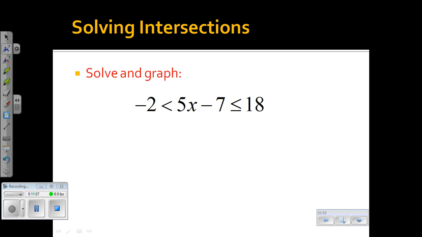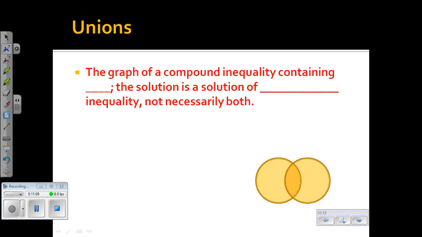Okay, we'll also try solving this one in class. Okay, on to unions. Unions are just the opposite of intersections. The union is a graph of a compound inequality containing "or," which means the solution is a solution of either inequality, but not necessarily both.